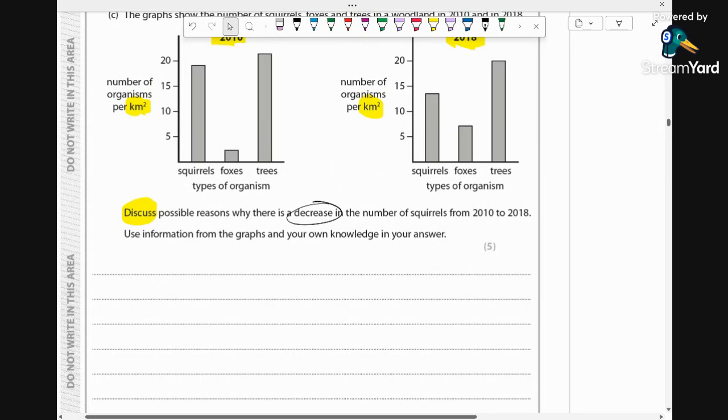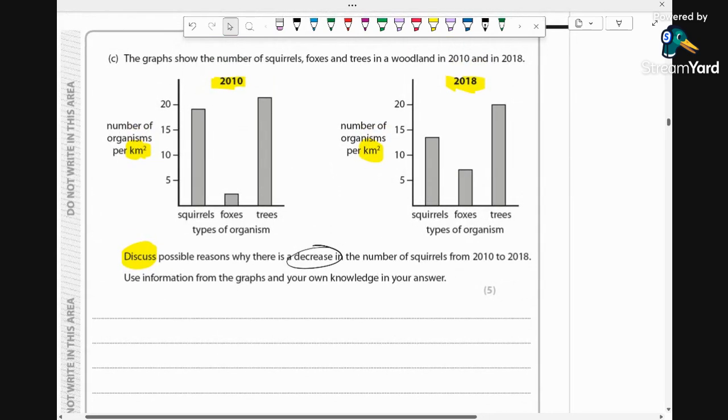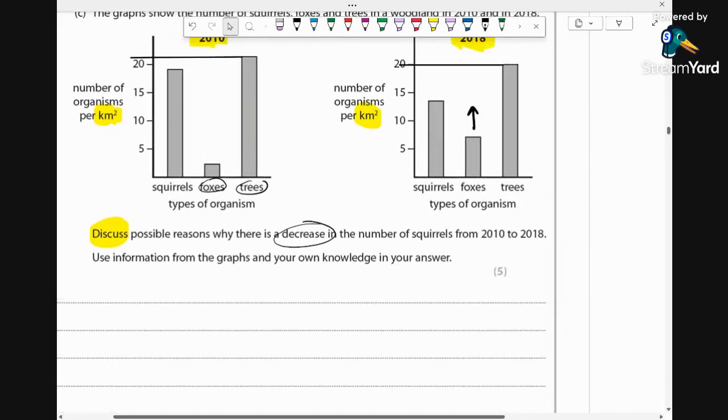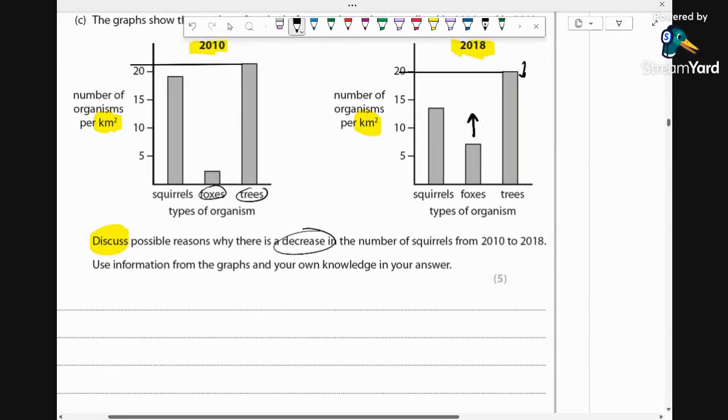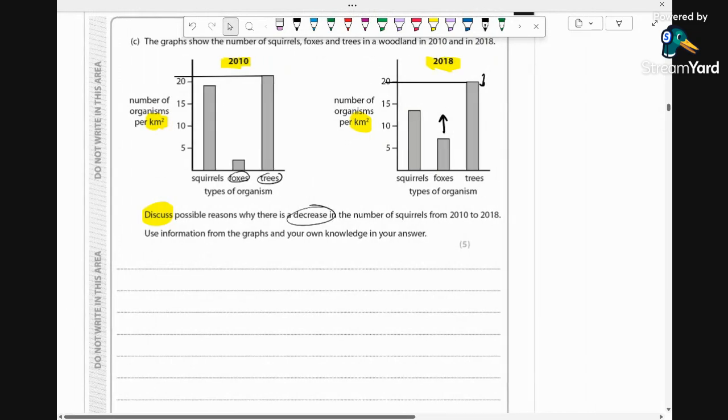So I'm going to use the graph first. Why do the squirrels decrease? Well, we need to talk about the foxes and the trees potentially. The foxes definitely have increased. And the trees, if I get a rough value on that, have decreased slightly. Again, use a proper ruler. I would say they've decreased a little bit, probably not a huge thing.